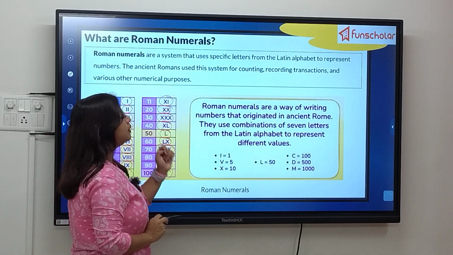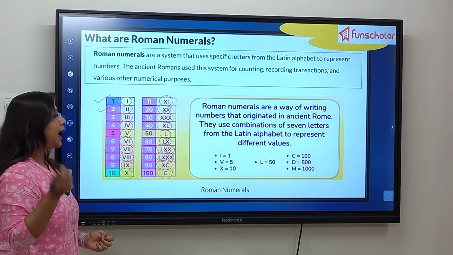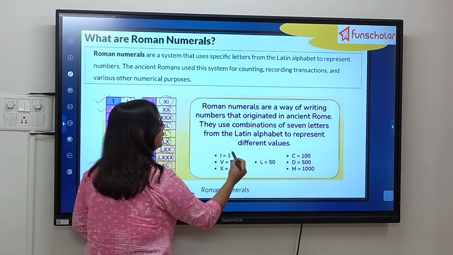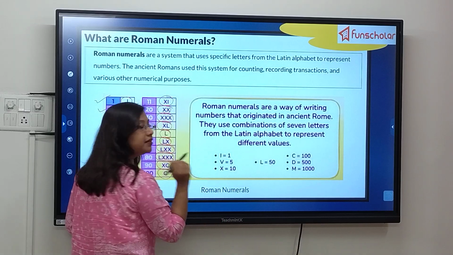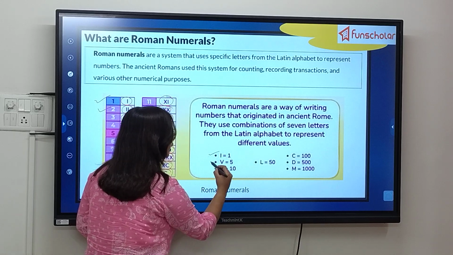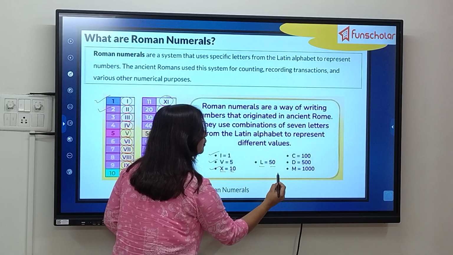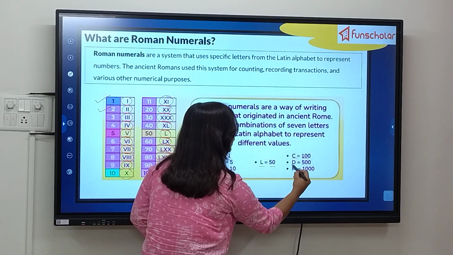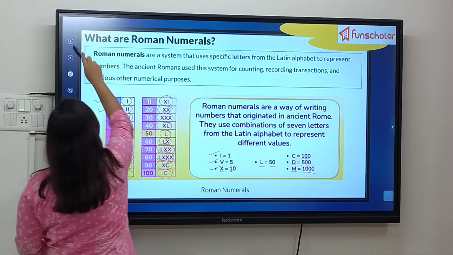Now, Roman numerals are a way of writing numbers that originated in ancient Rome, as I have already told you. They use some Latin alphabet letters. So, this is 1, as I already told you. This is 5. X is represented as 10. L is represented as 50. C is 100. D is 500 and M is 1000.